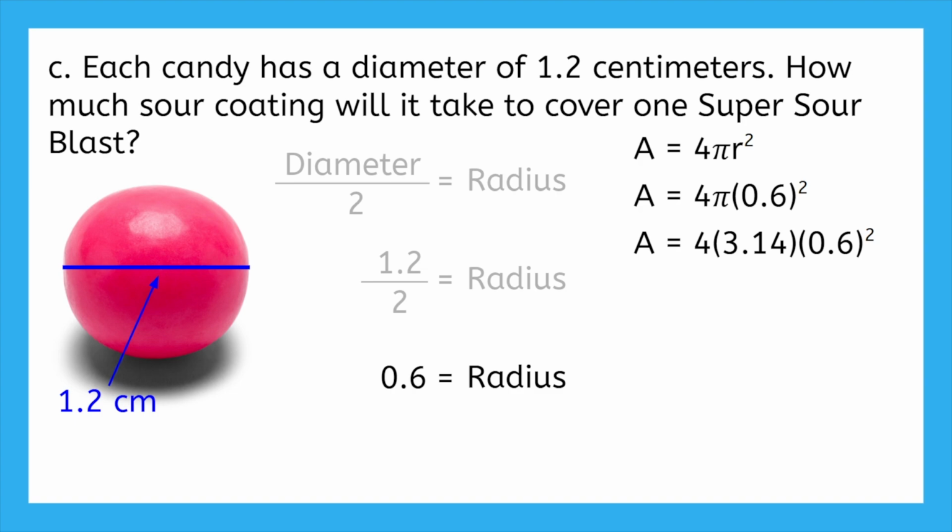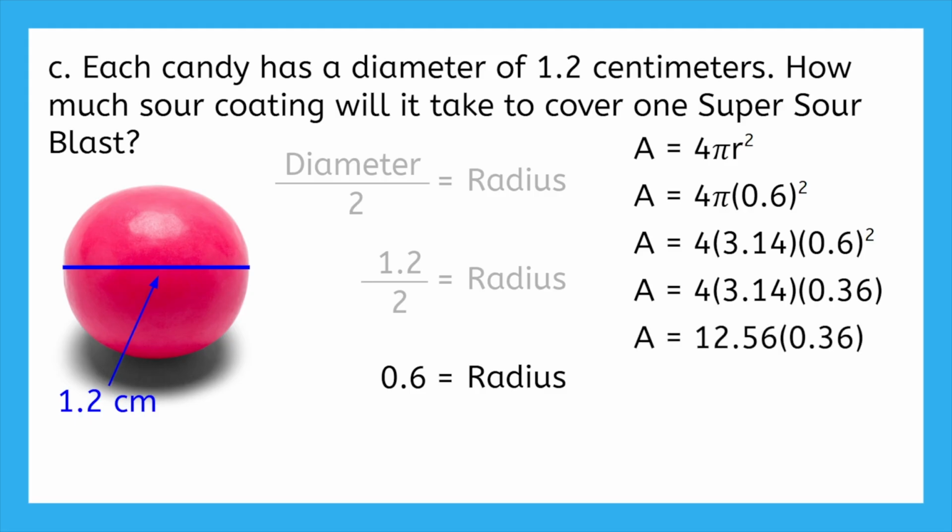Next, evaluate the exponent. 0.6 times 0.6 is 0.36. And now we multiply from left to right. 4 times 3.14 is 12.56, which we then multiply by 0.36 to get 4.5216. Rounding to the nearest tenth, we get 4.5 centimeters squared, which means there's 4.5 square centimeters that need to be coated with sour powder coating. Now, I have to figure out how much I'll need for a whole batch of Super Sour Blasts. If you want to help with that, see the bonus question at the end of the notes.